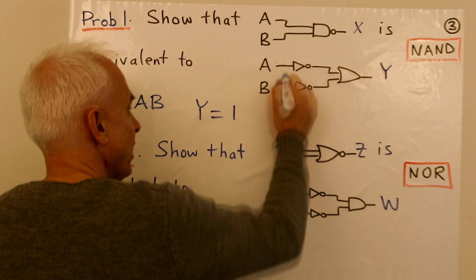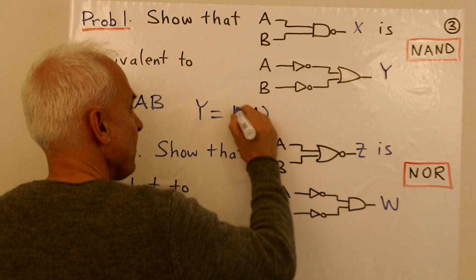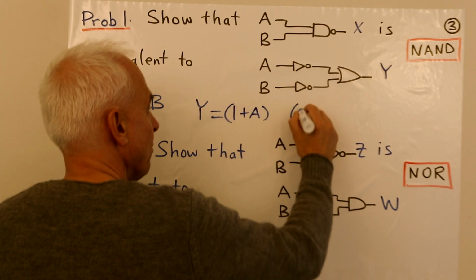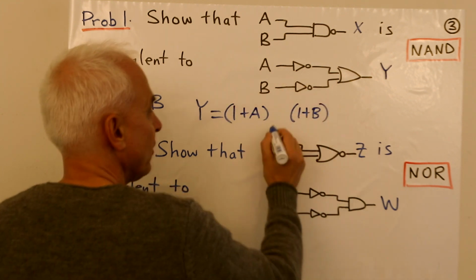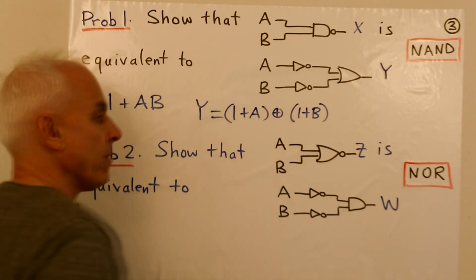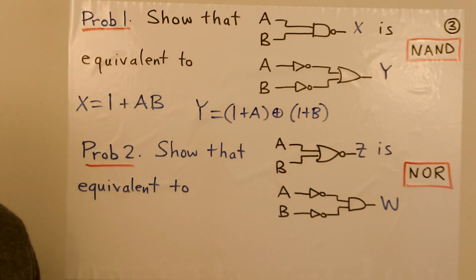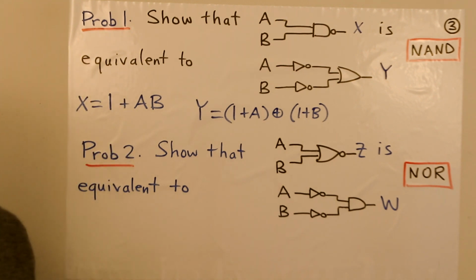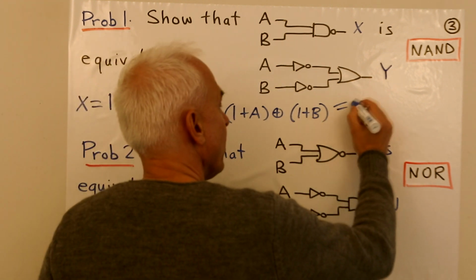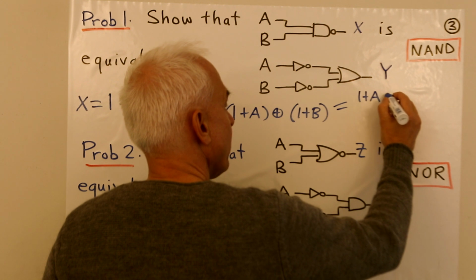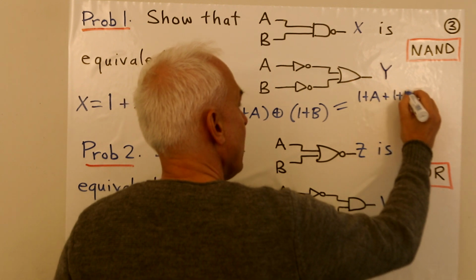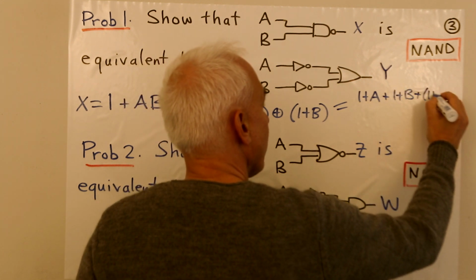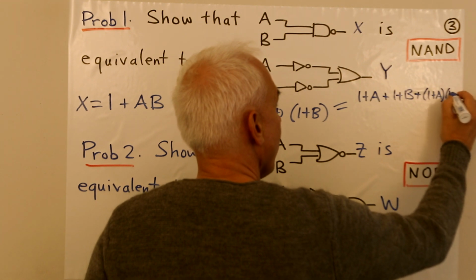The inversion here takes A to 1 plus A. The inversion here takes B to 1 plus B. And what we have to do is take a circle sum between those two things. Okay, what is a circle sum? When we convert it into the algebra of Boole with just a regular sum and multiplication, the answer is it's 1 plus A, the first one, plus the second one, 1 plus B, plus the product, 1 plus A times 1 plus B.